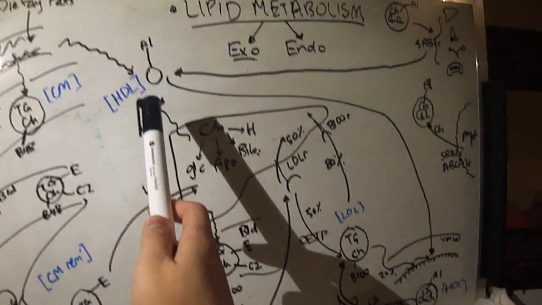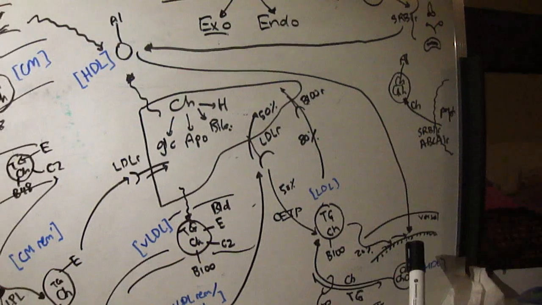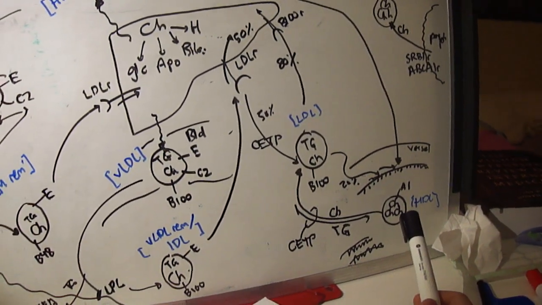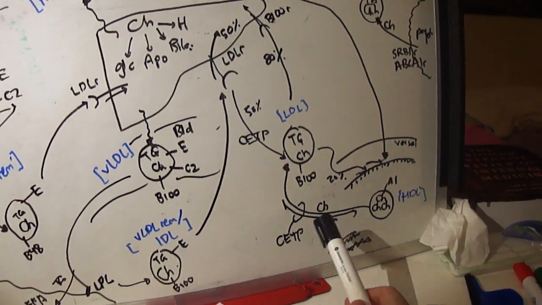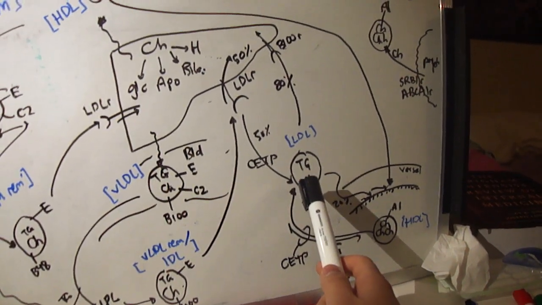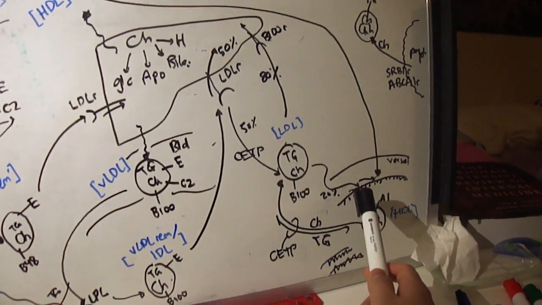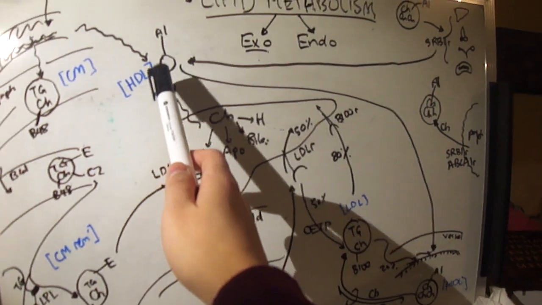And the first thing is that it can go into the vessels and pick up the cholesterol to become cholesterol-rich HDL. And then this cholesterol-rich HDL gives cholesterol to an LDL, which 80% of it goes back into the liver, and then 20% goes into the vessels. That is the first fate of this HDL.